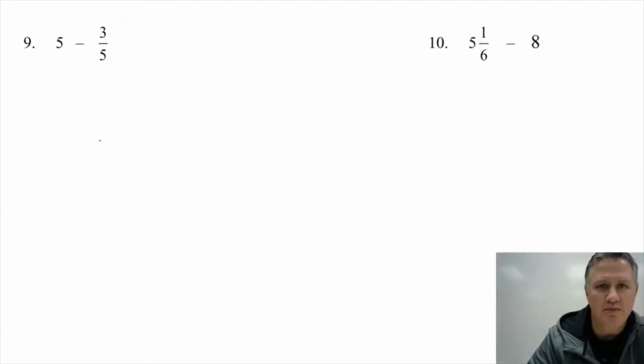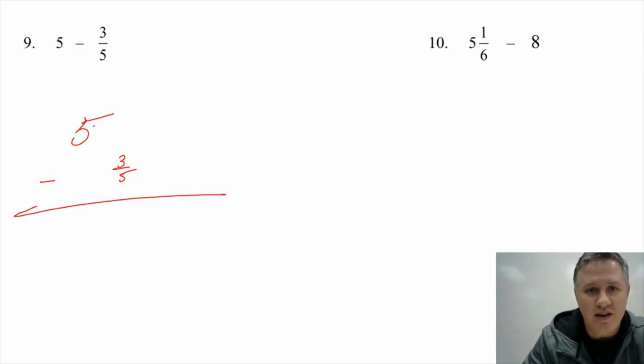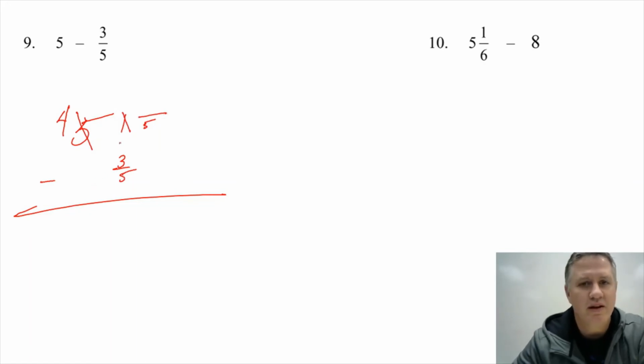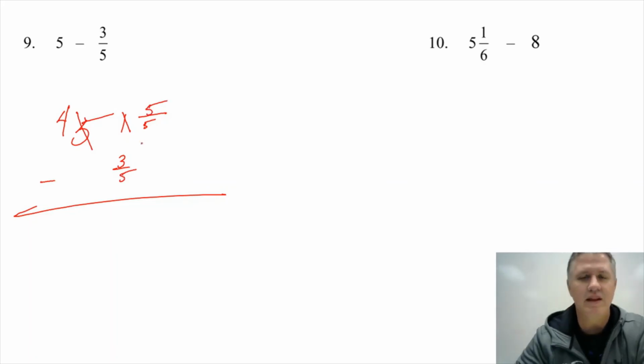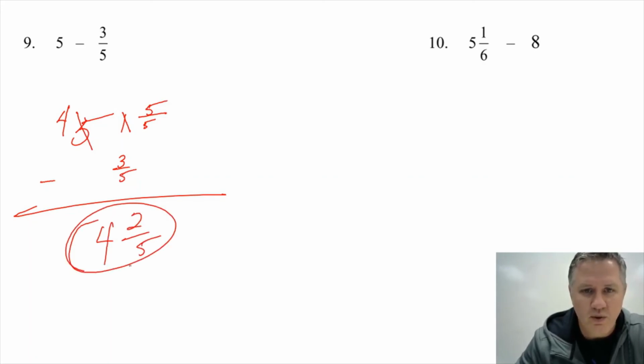And we've got 2 problems left. You can do this problem 2 different ways. 5 minus 3/5. First way to do it is say, I can't take 3/5 from nothing, right? There has to be something here. So I'm going to borrow 1, and I'm going to put the 1. But my 1 has to have a denominator of 5. So I'm going to cross that out and say, what's equal to 1 that has a denominator of 5? Okay, and it's 5/5. That equals 1. Now I can do it. 5/5 minus 3/5 is 2/5, and this is 4. So I get 4 and 2/5.